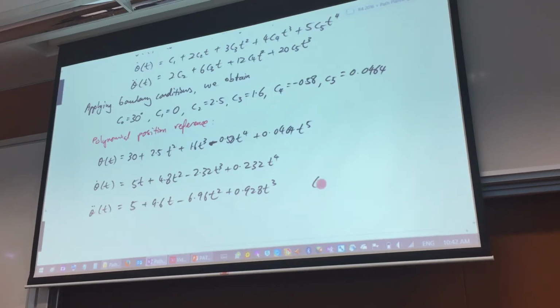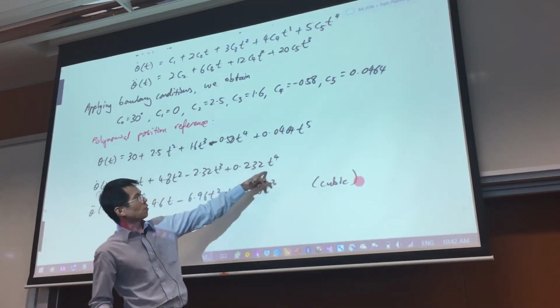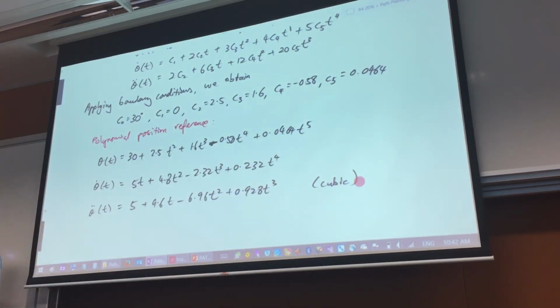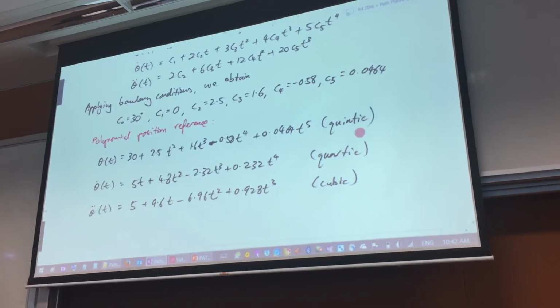Acceleration turned out to be a cubic equation. How about for velocity? What kind of equation do we call this? Quadratic. How about t to the power of 5? What sort of equation is that? We call it quintic. Yeah, not very important. I don't think we test it. It's just good to know that at higher order there are names for them.